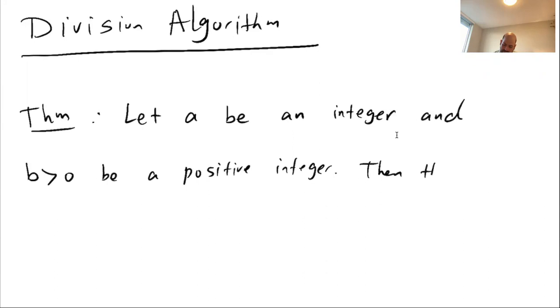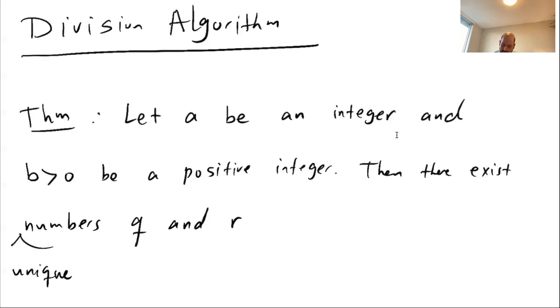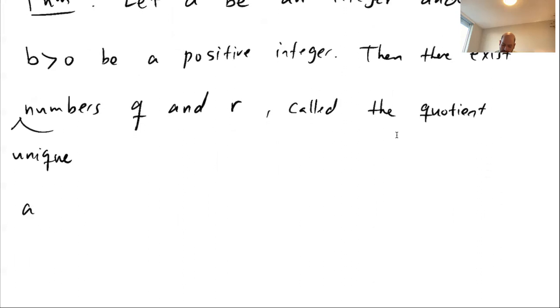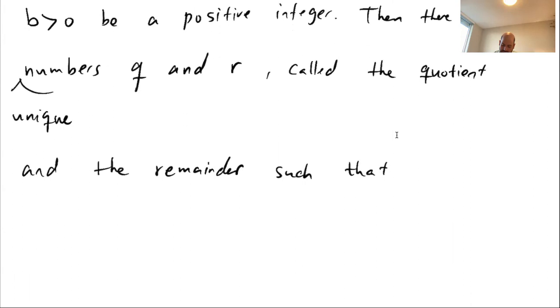Then there exist numbers Q and R. There exist unique numbers Q and R called the quotient and the remainder such that A is equal to BQ plus R, with R bigger than or equal to 0, less than B.